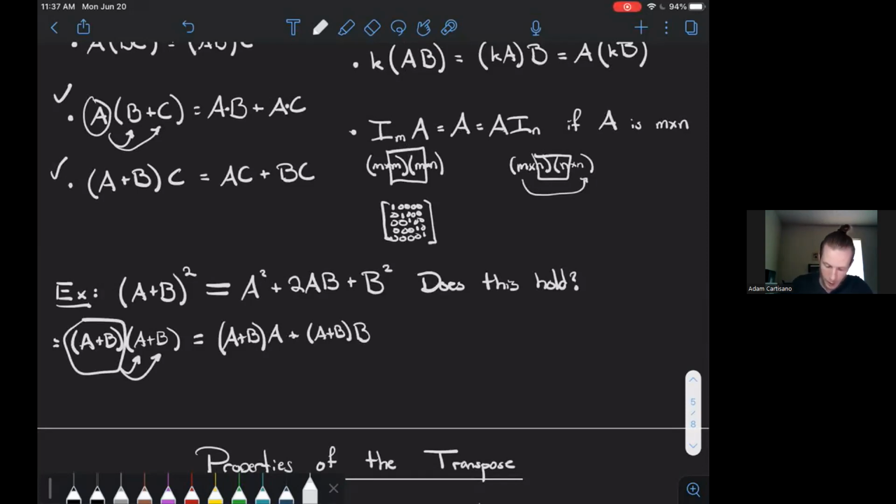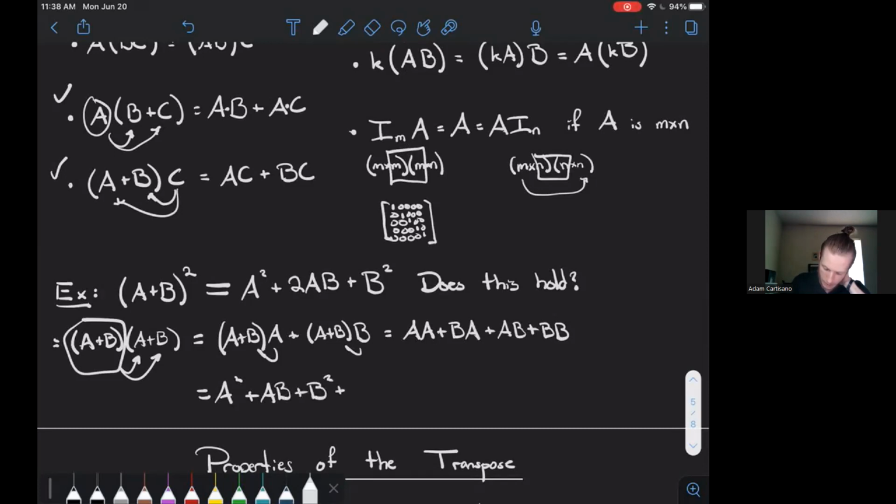And now by right distributivity, I can distribute these A's and this A and this B. So I can write this as A times A. I'll just write it AA plus BA. That's the first distributive property. Then the second one is plus AB plus BB. Now, by definition of matrix power, this is A squared plus BA plus AB plus B squared.